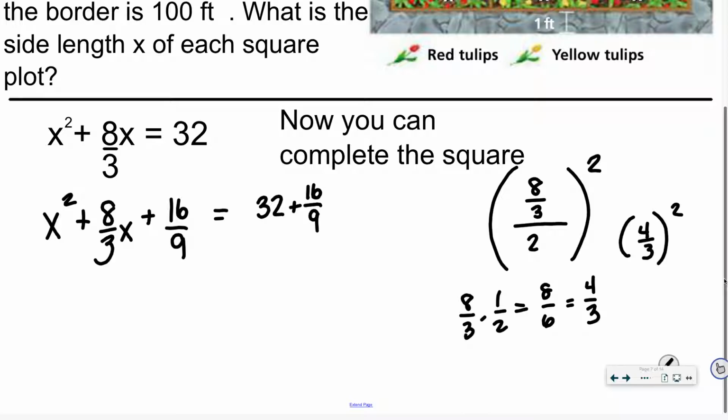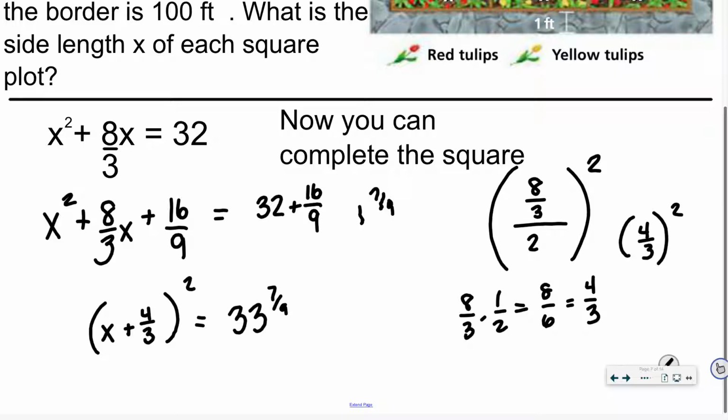Now, if I needed to factor this trinomial, I already have a little shortcut. What is my binomial? What's the second number in it? Yeah, we already had that. It's inside this parentheses. So we have x plus 4/3. And then the other side of the equation, 16/9 is actually 1 7/9. So we have 33 7/9.